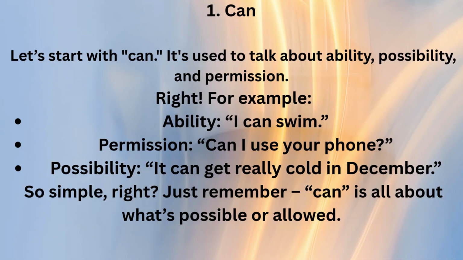Let's start with can. It's used to talk about ability, possibility, and permission. Right. For example, ability: I can swim. Permission: Can I use your phone? Possibility: It can get really cold in December. So simple, right? Just remember, can is all about what's possible or allowed.